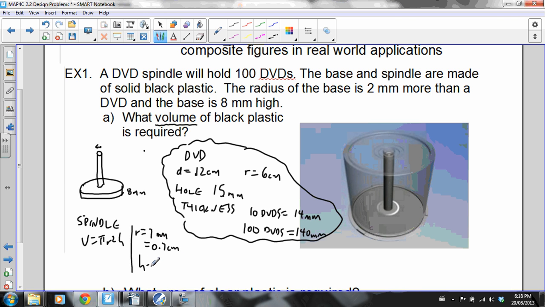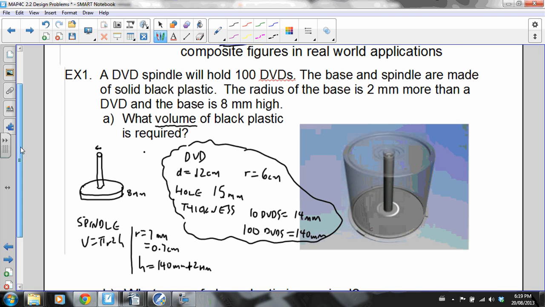And the height of the spindle is the 100 DVDs. But notice that if we made it exactly 140 millimeters, the top DVD might not fit on there very nicely. So probably we want a little bit of extra so the top DVD doesn't fly around, that sort of thing. So I'm going to add 2 millimeters, and this is what I'm talking about, our design decisions.